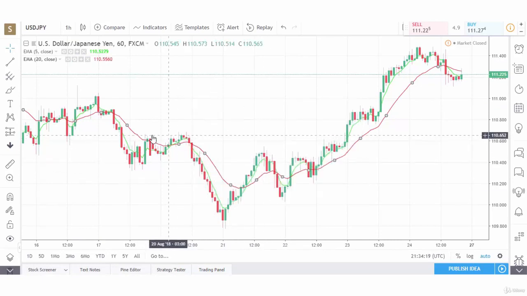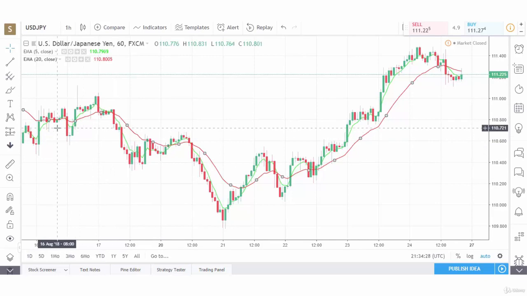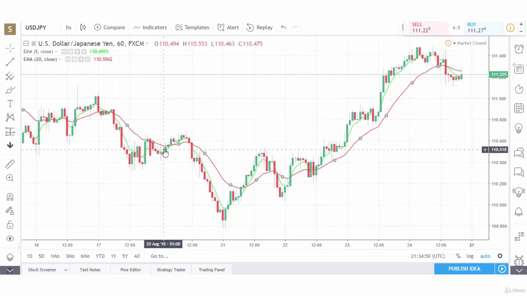Okay. So what we're going to be looking for is a cross of our green line over our red line. And let's look at how that's worked in the past couple of days on the hourly chart in this currency pair. We have a cross of the green line here when the pair was at 110.84. We'll see that the pair sold off.